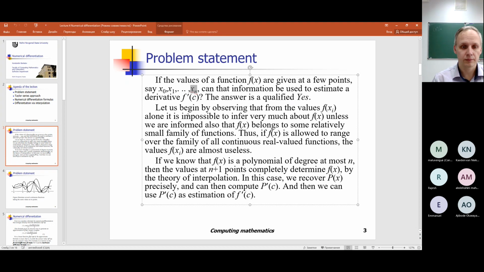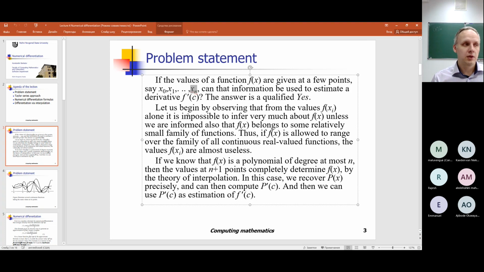After that, we can compute the first derivative of this polynomial. And then we can use p prime of c as an estimation of f prime of c. We can use a derivative of a polynomial as an estimation of a derivative of a function. This is the general idea of numerical differentiation.